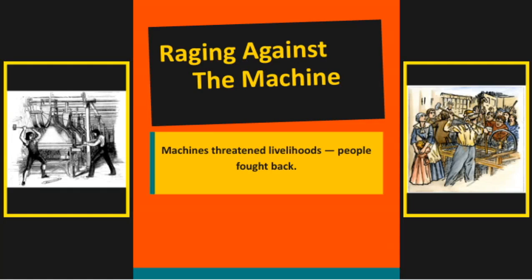Machines threatened livelihoods, people fought back. This slide really highlights a crucial moment in history where technological advancements started to impact jobs and communities. As machines became more capable, there was a natural fear that many people's work would become obsolete. But what's inspiring is how people didn't just accept this change, they fought back. This wasn't just about resisting automation. It was about advocating for their rights, seeking fair treatment, and trying to find a balance between progress and human well-being. The phrase, "raging against the machine," captures that spirit perfectly.